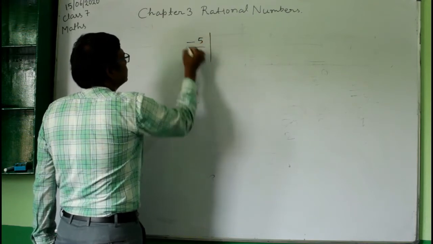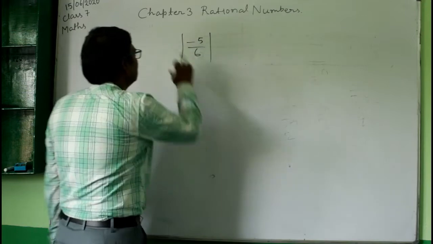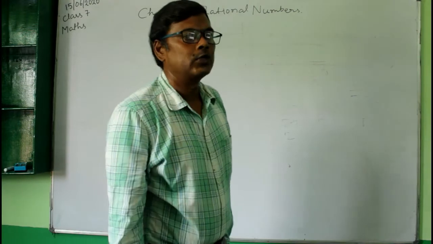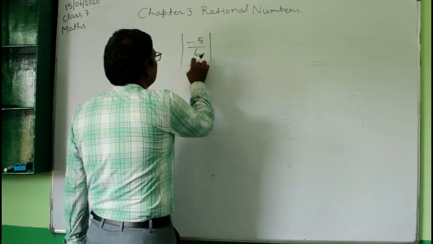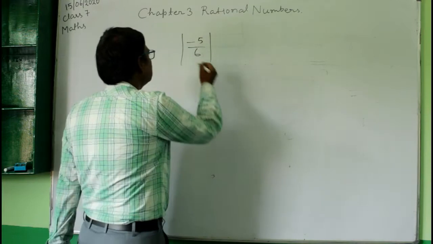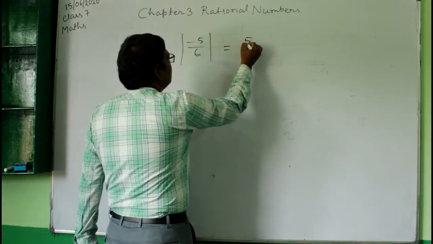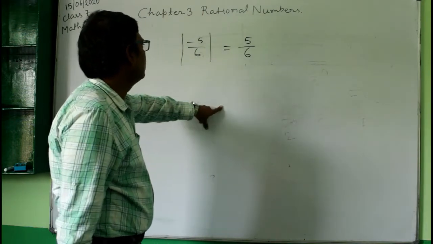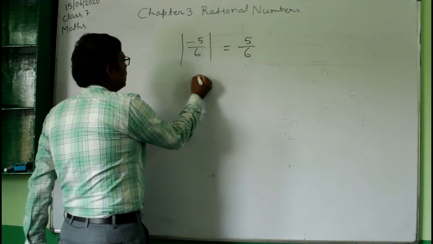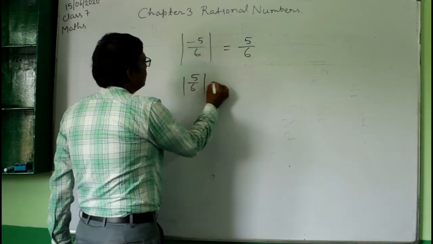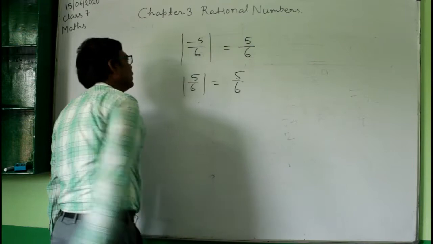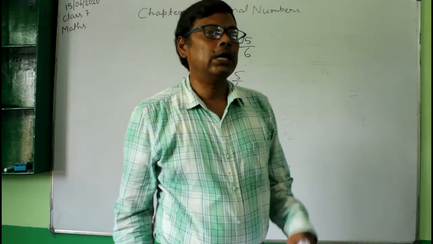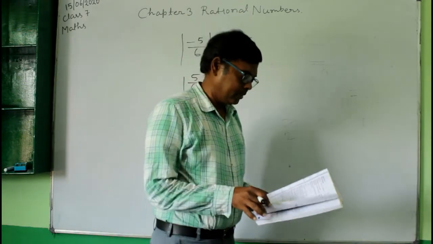Absolute value is written with two vertical bars, which are the symbol for absolute value. When we put this number within the vertical bars, it means that we are interested in finding the numerical value of this number, that is 5 by 6. So 5 by 6 is the absolute value of minus 5 by 6. And the absolute value of 5 by 6 is 5 by 6 only. So whether the number is positive or negative, the answer will always be positive. That is the absolute value of a rational number.